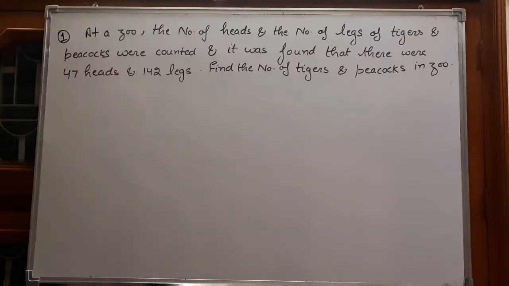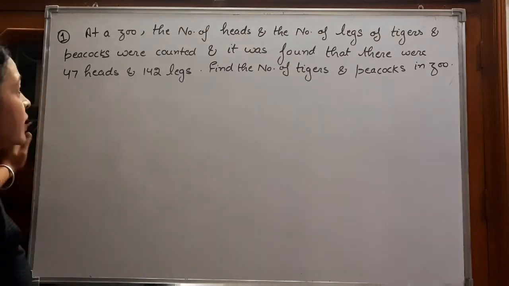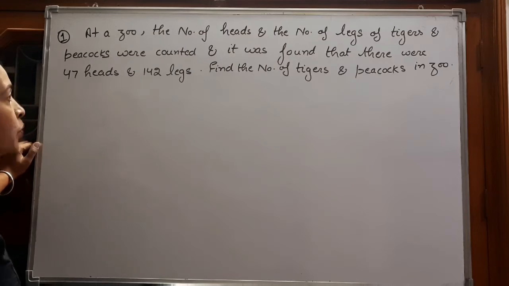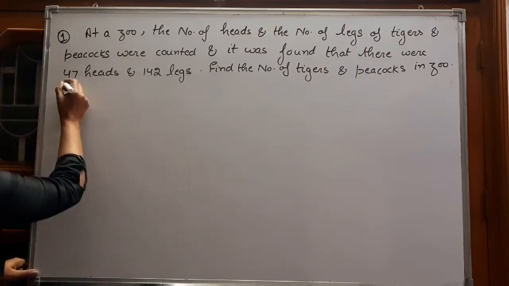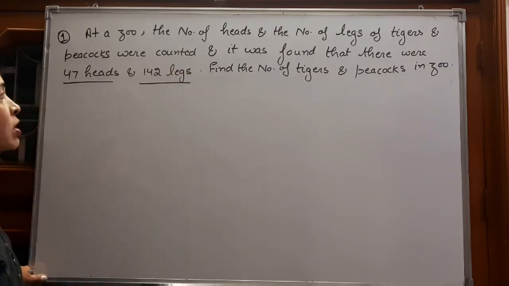Hello students, let's do some more questions on linear equations. At a zoo, the number of heads and number of legs of tigers and peacocks were counted and found to be 47 and 142. There were 47 heads and 142 legs of tigers and peacocks. We have to find the number of tigers and peacocks at the zoo.